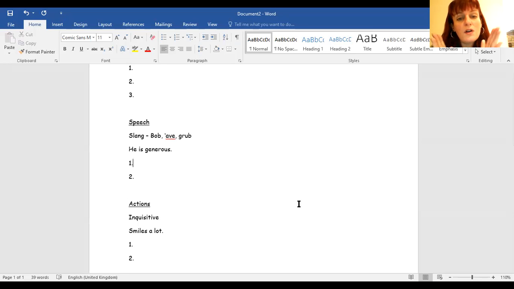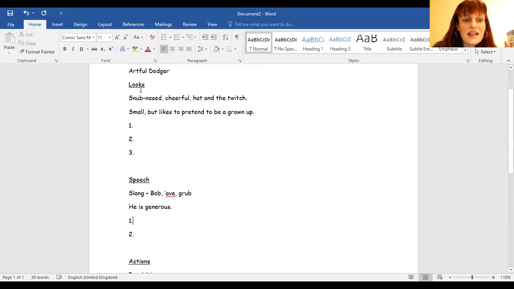Now, if you are not able to print or open the Word document, or you've got any problems, then you can write it down. What is most important is that you use looks, speech, and actions. Those are the 3 things that are going to create our character description. We're not just going to go, oh, he had red hair and a blue hat. We're going to describe him through how he talks and what he does. Okay, so that is today's challenge.